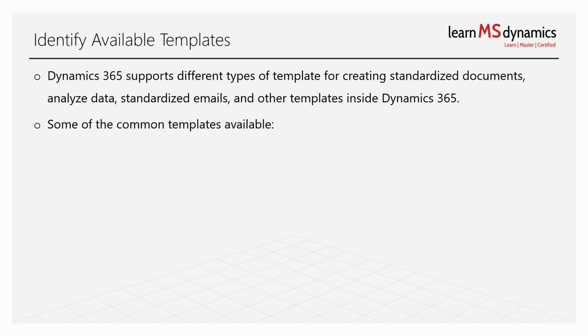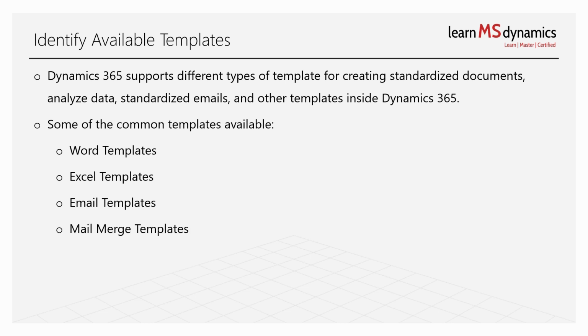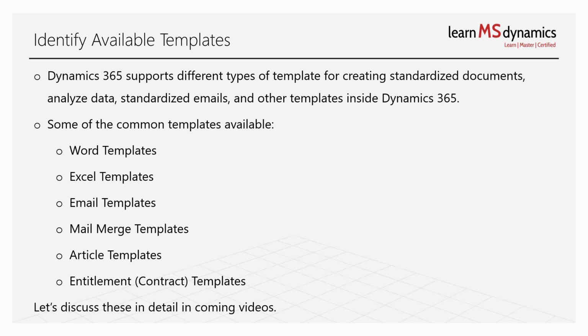So some of these templates are Word templates, which can be used for standardizing documents. We have Excel templates for analysis and reporting. We have email templates for sending emails to clients or other people. We have mail merge templates. We have article templates. And then we have entitlements or contract templates. So once you have these templates available, you can reuse them and it saves a lot of time. So let's discuss these in the upcoming videos and I'm going to show you an example of each one.